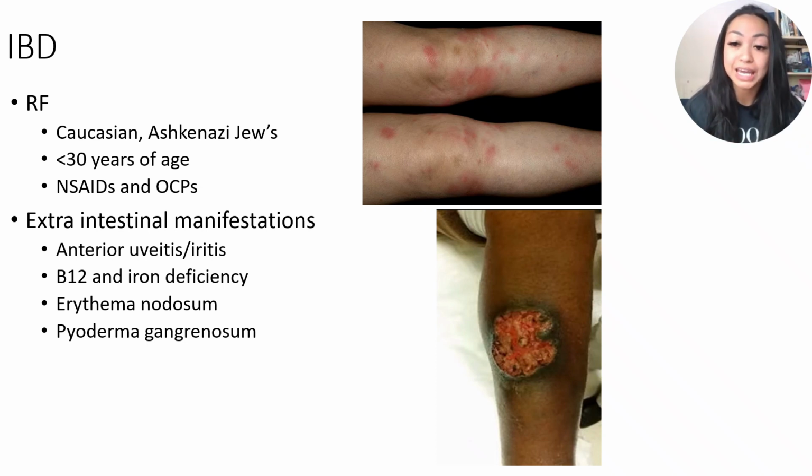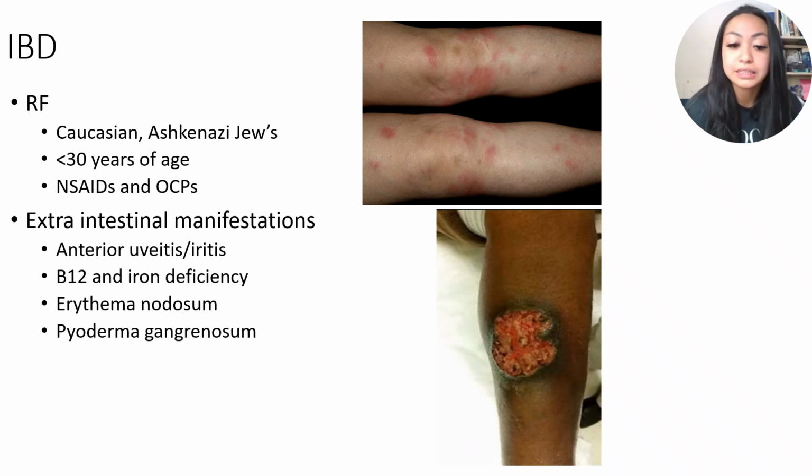And the use of NSAIDs and OCP, so oral contraceptive pills, can actually be a risk factor for IBD as well. So there are extra intestinal manifestations of IBD. So IBD, although it's an inflammation of the bowel, the inflammation can occur not just in the GI tract. The inflammation can manifest in the eyes or in the skin. So in the eyes, for instance, patient can have anterior uveitis or iritis. So uveitis obviously is the uvea, and iritis is the inflammation of the iris.